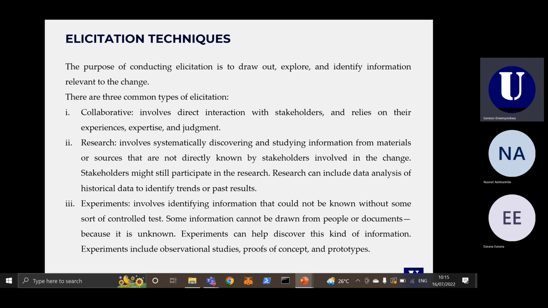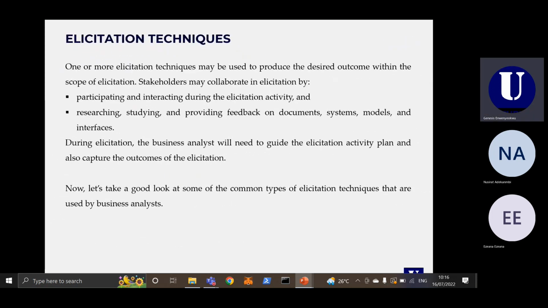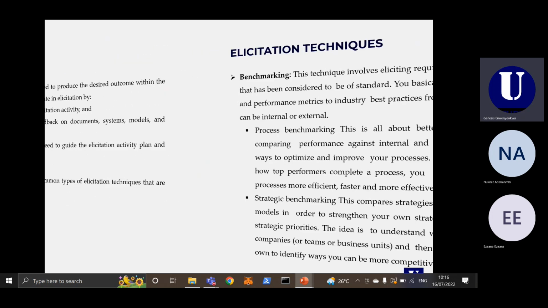Oh, we don't want our staff to take their trainings this way. We want them to take their trainings in another way, right? So those are the three types of elicitation that we have. We have collaborative, we have research, and we have experiments. So now we'll dive straight into the various techniques in elicitation, the various elicitation techniques.